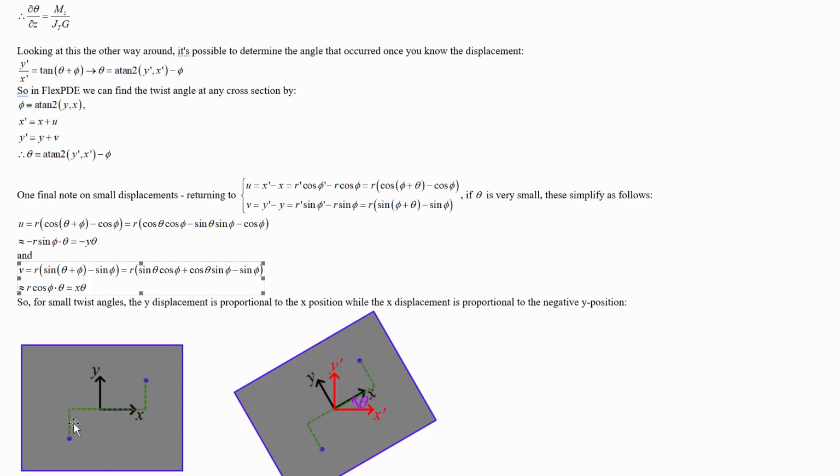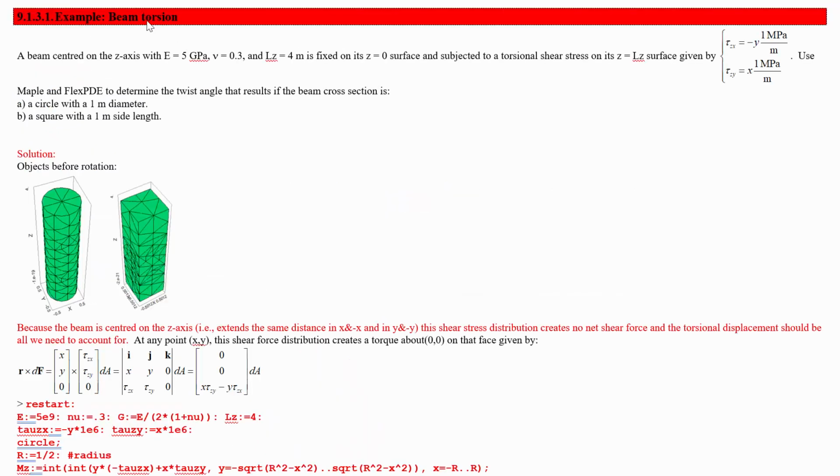Points to the left will move down based on how far they were to the left, and points that are to the right will move up based on how far they were to the right, at least for small angles. Let's do a torsion beam example.